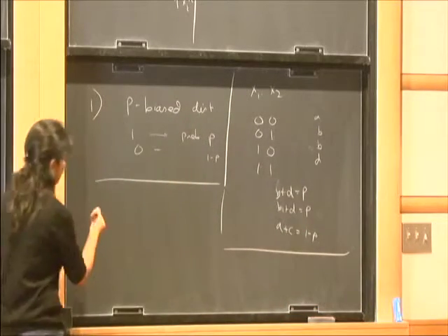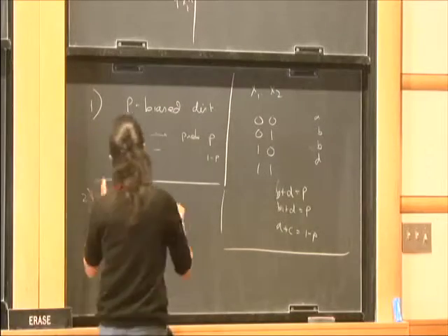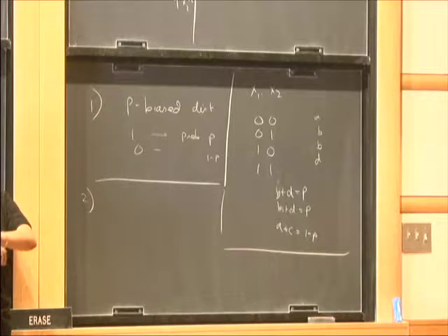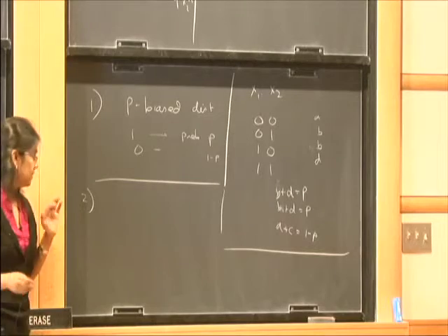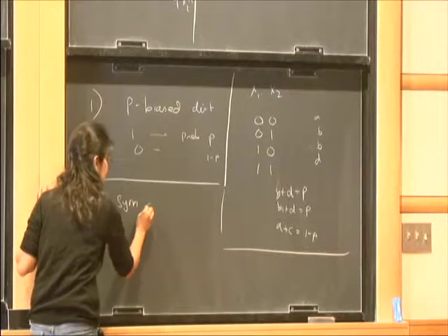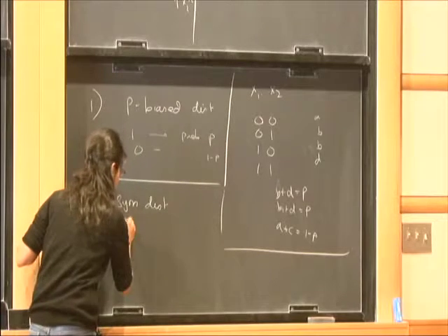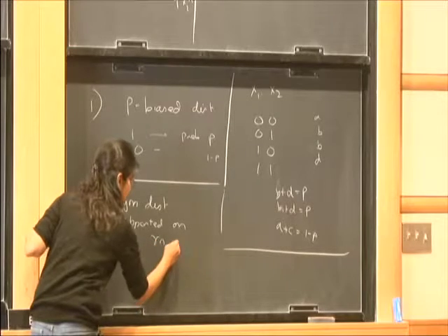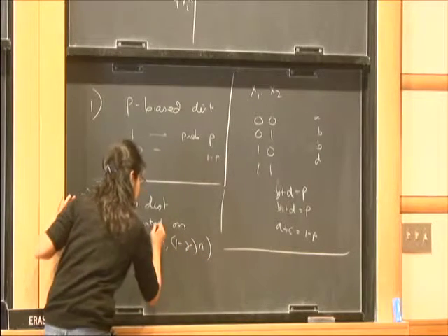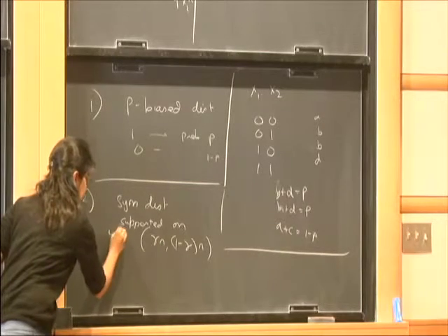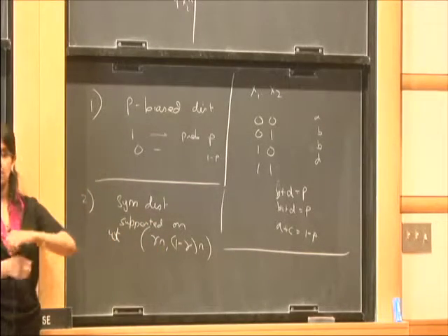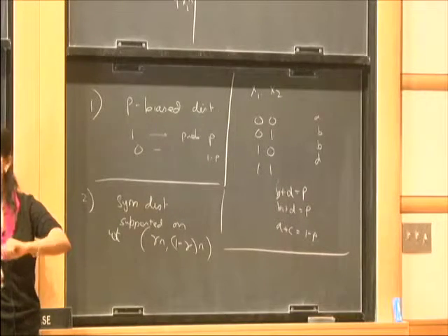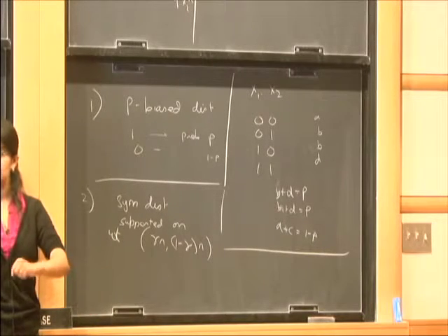So another interesting class of distributions is symmetric distributions. This was a p-bias distribution where each bit came with probability p. What if you have symmetric distributions supported on words of weight gamma and 1 minus gamma? This is another class of distribution. So suppose I don't want the p-bias distribution. What if I wanted the uniform distribution on all words of weight exactly n over 4? That's one distribution.